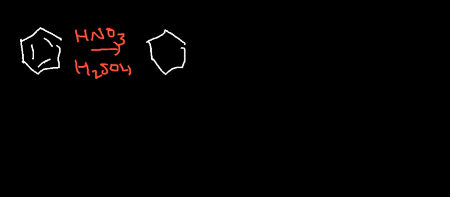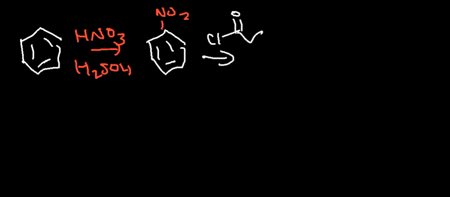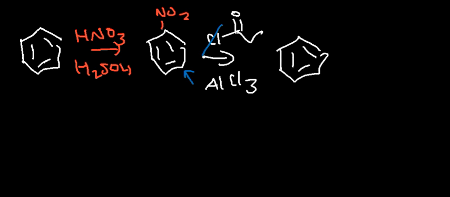So starting with benzene, what is the product of this first step if we add nitric acid and sulfuric acid? By now you know this is nitration, and we're simply going to add an NO2 group. But let's put it on the top. We could put it anywhere on a ring. Now, let's say we add a 3-carbon acid chloride. So this is the Friedel-Crafts acylation reaction. Where is the NO2 going to direct this group? We know NO2 is a meta-director, so it's going to tell the acid chloride to go here. And the Lewis acid catalyst is going to remove the chlorine atom. So then this is going to be our product. We're going to get a ketone.